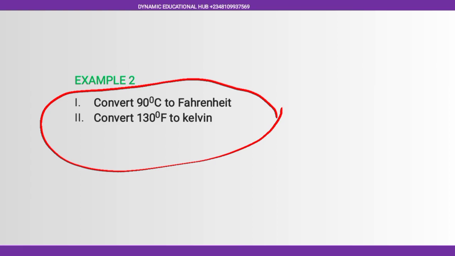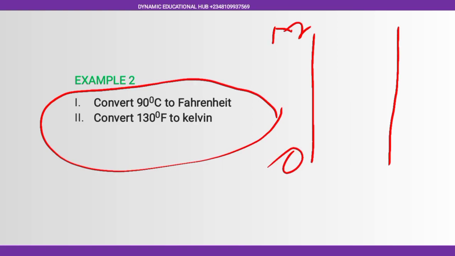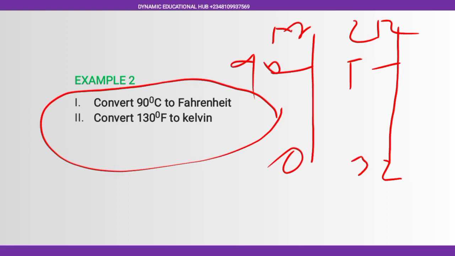It's very simple. Just go ahead and draw your two scales here. You have your Celsius scale here. Draw the upper fixed point of Celsius, 100, the lower fixed point, 0, and your Fahrenheit 212 and 32. Since you want to convert from Celsius to Fahrenheit, your reading here will be 90, and your Fahrenheit reading here is unknown. Just put F here.